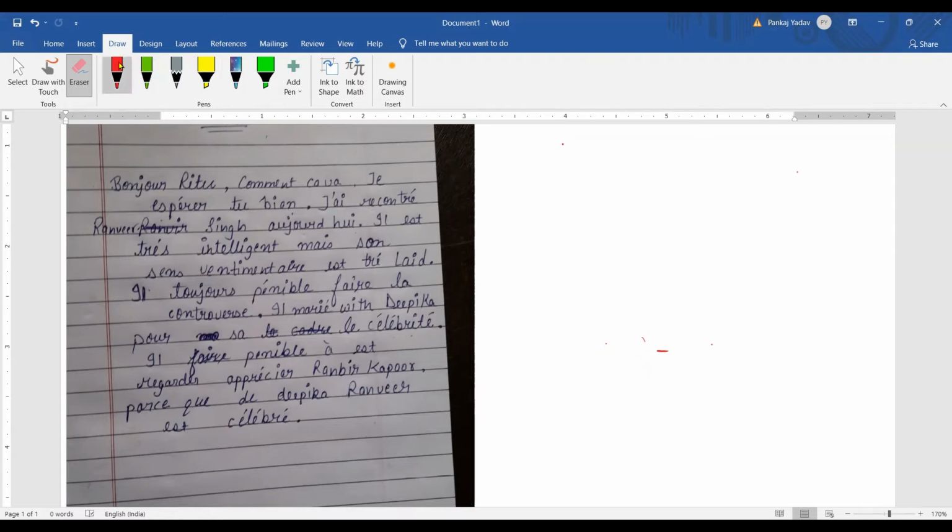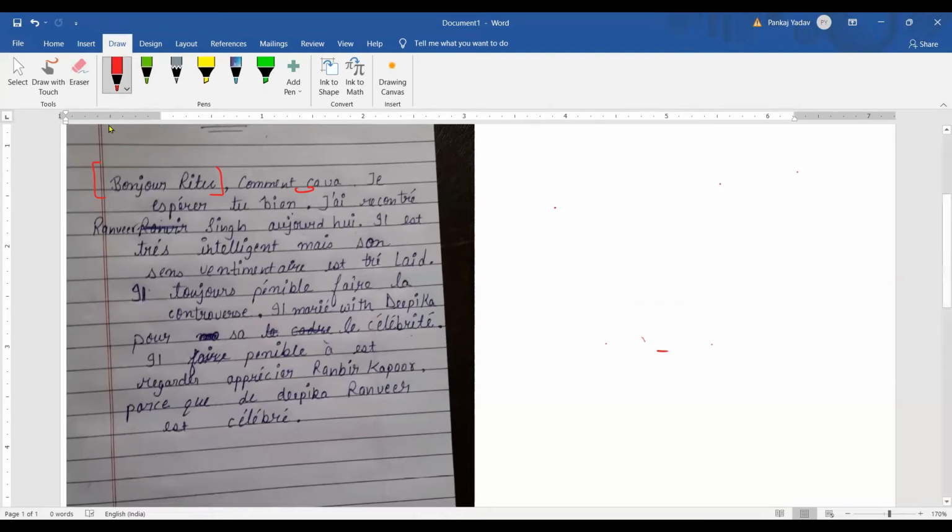Now let's start. Bonjour Ritu, this is good. Comment ça va, always remember you have to write comment ça va. This is important. All right. If you forget this one, you lose marks. So comment ça va. Okay, this is wrong. So you need to correct this portion. This is important even for TCF, TEF, and DELF A1 level.